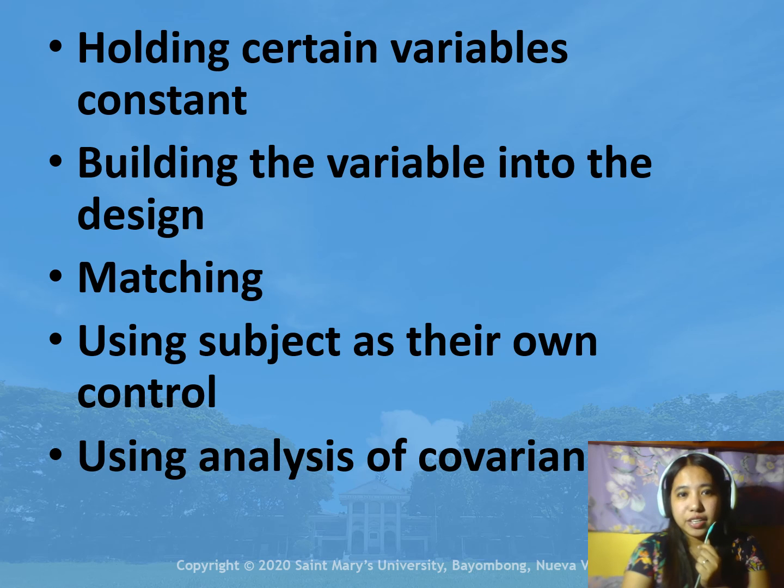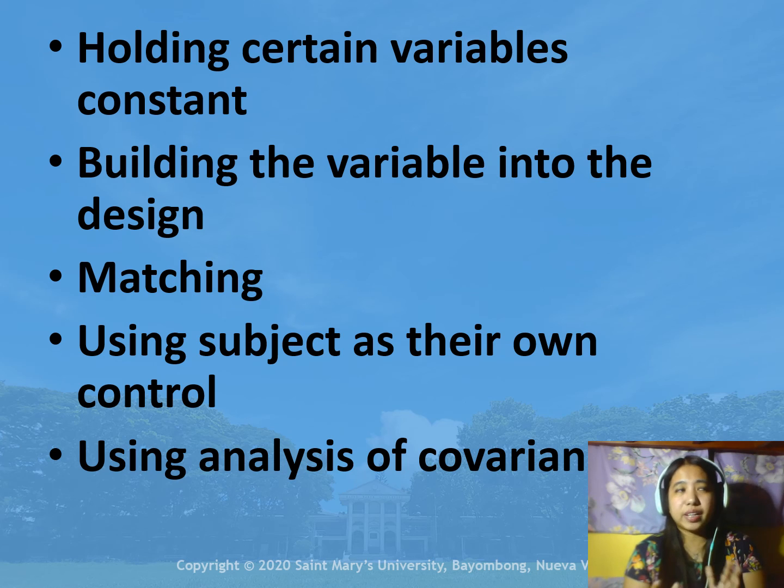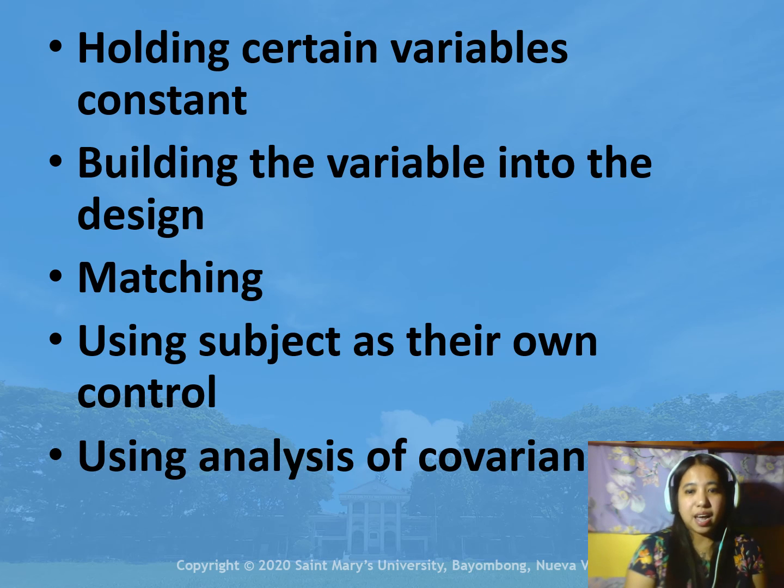And then, using analysis of covariance. This can be used to equate groups statistically on the basis of pretest or other variables, so that it will, of course, control the effect of this in the post-test. It might be that the student already knows the topic and, of course, obtained a high score in the pretest and then a high score in the post-test. Or it can also be the case that the student got a high score in the pretest and low in the post-test. This can be controlled using analysis of covariance.